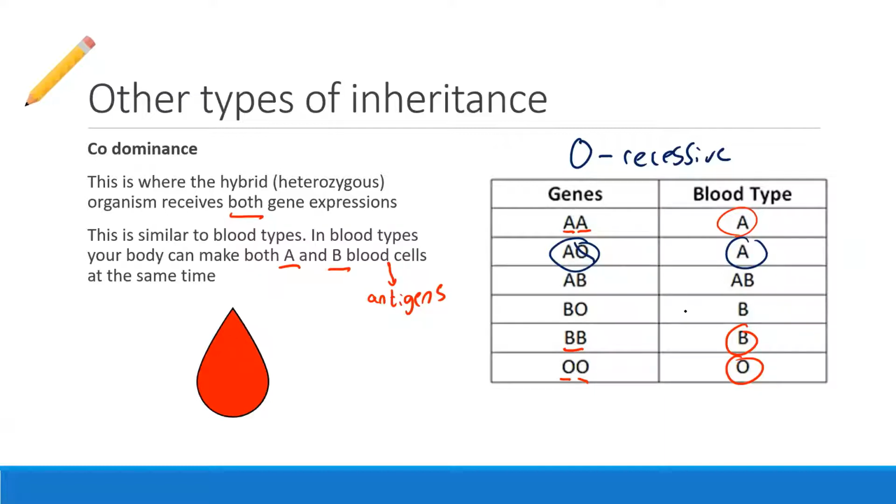Is that why O is so compatible with a lot of different blood types, like when donating blood? Yeah, that's why it is. It's not really recessive though, to be honest with you.